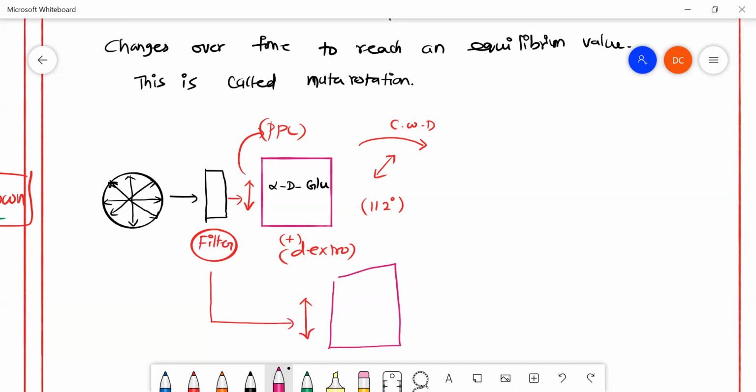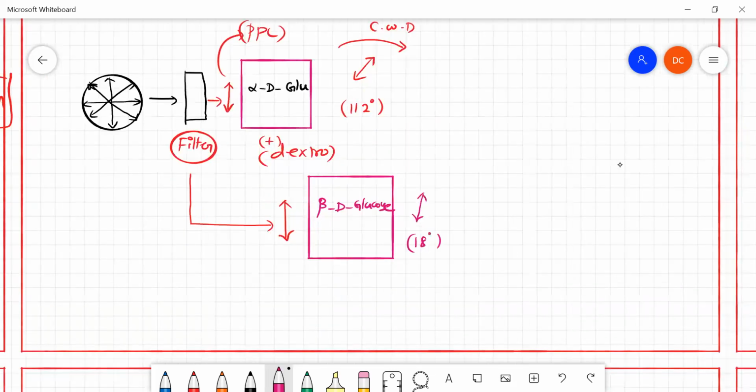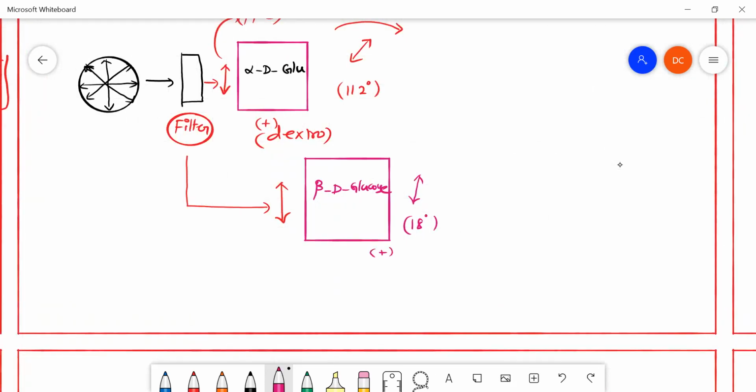compound, what is that? Beta D glucose. Initially we took alpha D glucose, and now we are going to take beta D glucose. What will happen? It will also rotate the light clockwise, but the angle will be only 18 degrees. This is also plus, this is also dextrorotatory.